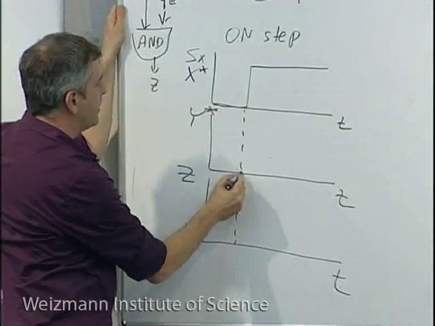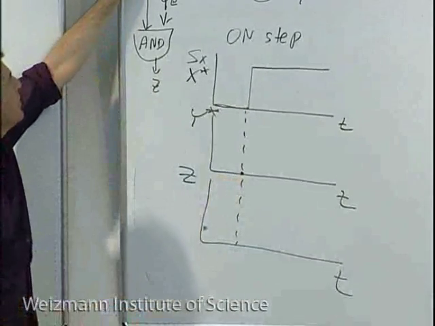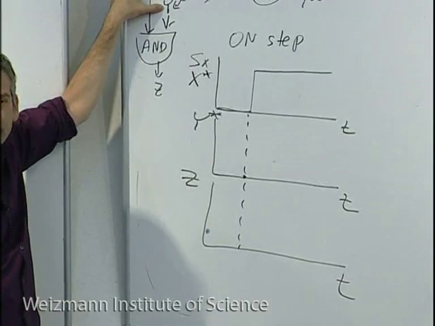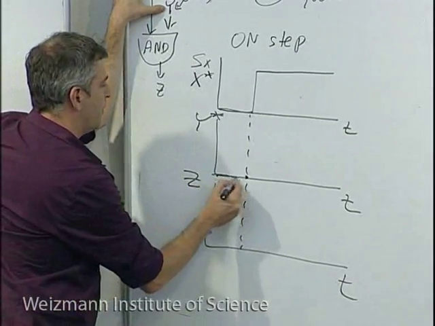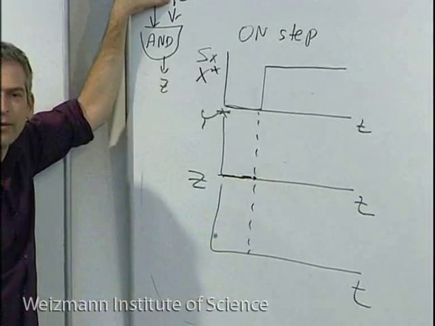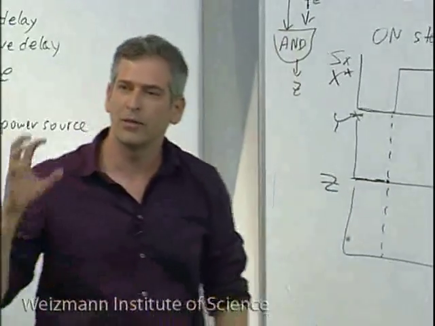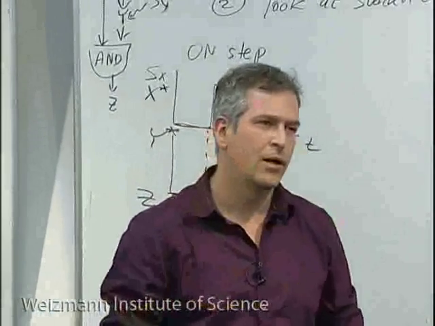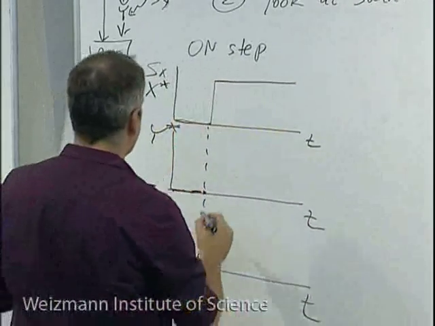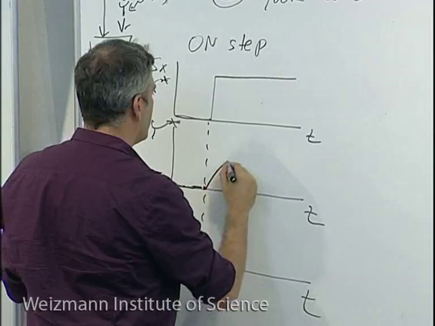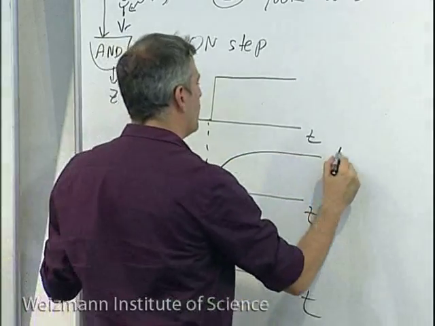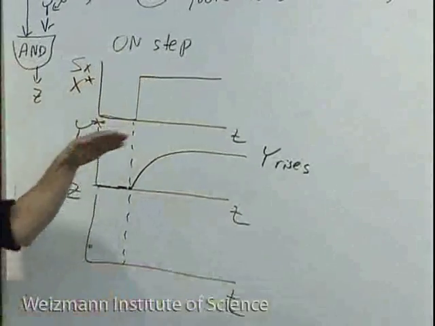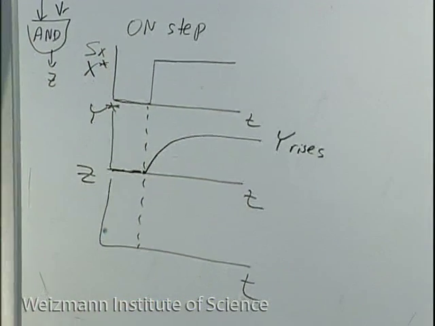Now what happens to Y? Before we had the sugar, or the signal, we couldn't make Y. So it was 0. But now that we have this signal, X becomes activated, quickly goes to the promoter, and Y starts to be transcribed, translated. Y rises according to the dynamics that we know, this exponential dynamics, to approach its steady state.